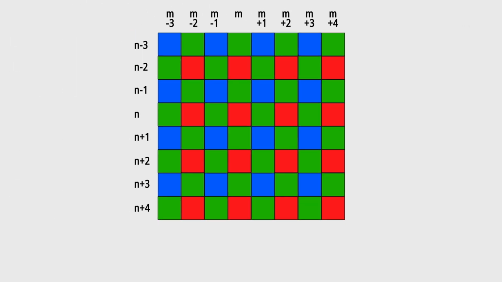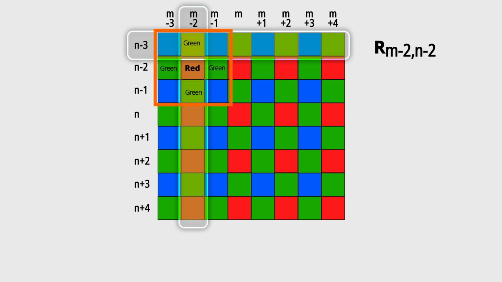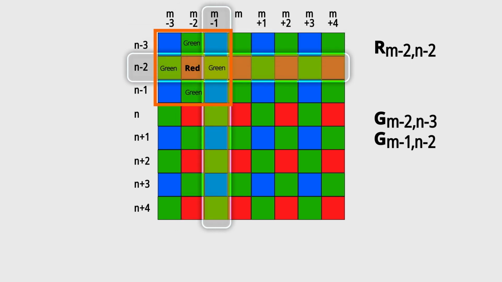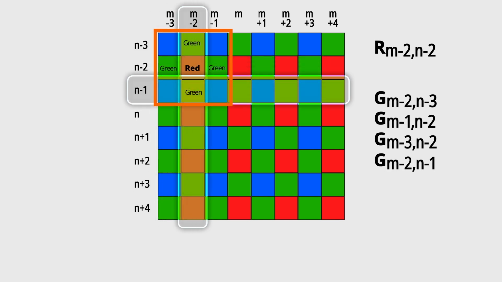Now, down to the so-called patentable novelty in the Redcode patent. So keep up, the crazy math is coming into play. Take that red cell in the intersect. The address for that red cell is RM-2N-2. That's only because of where it sits. That red is surrounded by 4 greens. The address for the top one is GM-2N-3. The one on the right is GM-1N-2. The one on the left is GM-3N-2, and the one on the bottom is GM-2N-1.